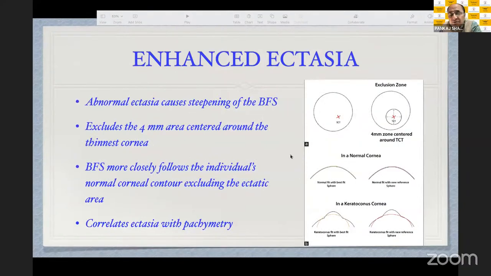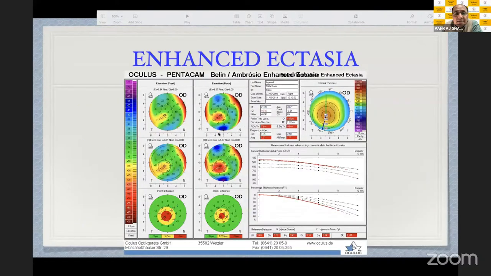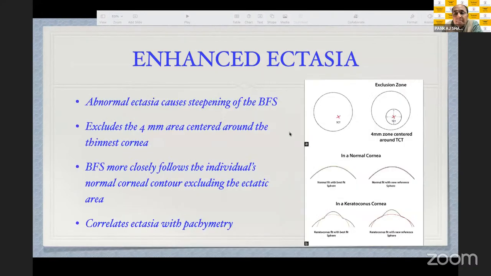Now this is used for calculating enhanced ectasia, the Belin-Ambrosio that we look at. How is it calculated? Here the cone comes directly. I think we still have a lot of time for it. Enhanced ectasia means you are correlating the thickness of the cornea with ectasia.